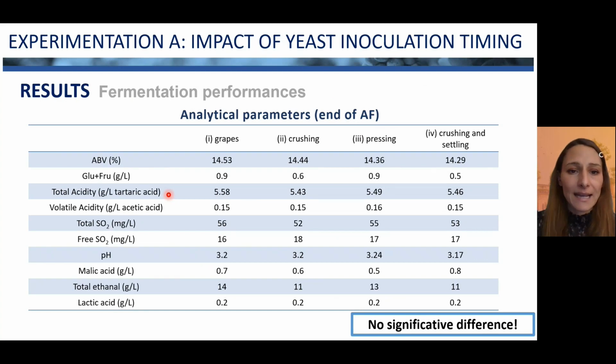These are the analytical parameters of the 4 resulting wines post-fermentation. We're not going to go into the details, but we can see no significant difference between the 4 fermentations when it comes to ABV, acidity, SO2, pH, and so on.